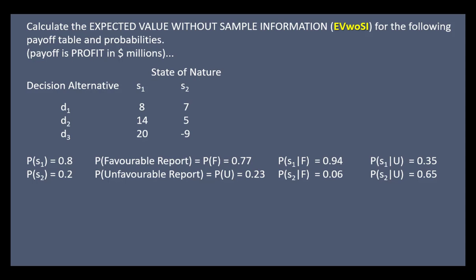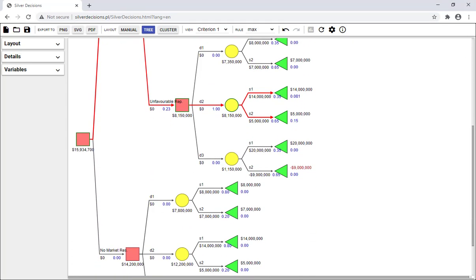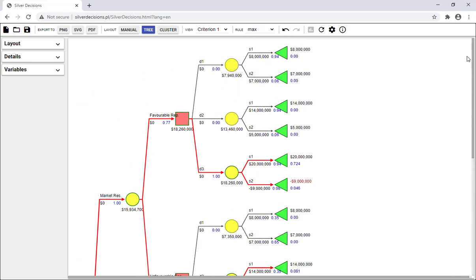Here I'm going to jump into that decision tree that I created back in the expected value with sample information video. So please, if you have not watched the with sample information video yet, please watch that first because it will show you where this much larger decision tree has come from. Okay, so here's our much larger decision tree that we created back in the EVwSI video.